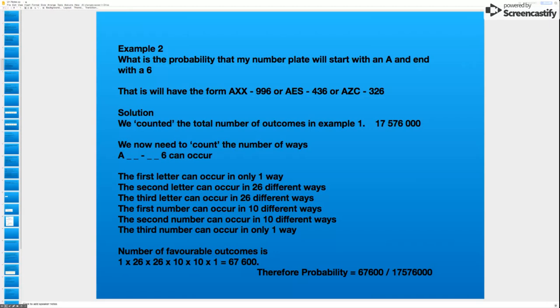So the first letter only has one chance. Only one different thing can happen. Then the second letter can be 26 different things. The third letter, 26. The first number can be 10 different things, then 10 different things. Then it has to end in the 6. There's only one way. So the number of favorable outcomes is just 1 times 26 times 26 times 10 times 10 times 1. So there are 67,600 different number plates of that form. And that's the simple probability, the 67,600 over the 17,576,000. And yes, you should simplify that, but I've just left it like that.